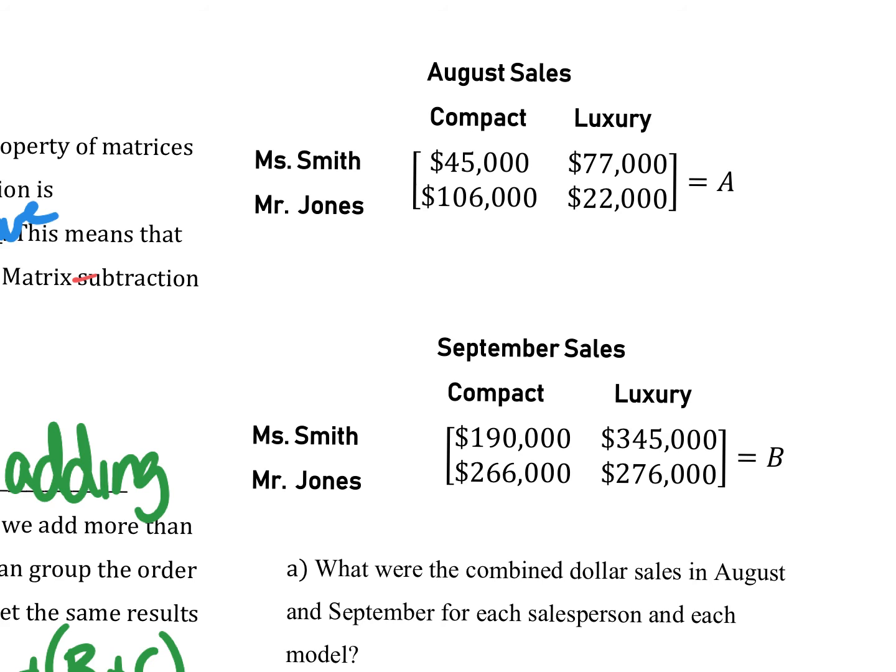Hard to tell, right? But we can tell that they sell to 2 different types of people, by the way. Mrs. Smith sells more to who? High end or low end? High end. Look at her luxury sales. Y'all see that? They're a lot higher than Mr. Jones's luxury sales. Mr. Jones sells to more, I don't want to say low end people, but like more common people.